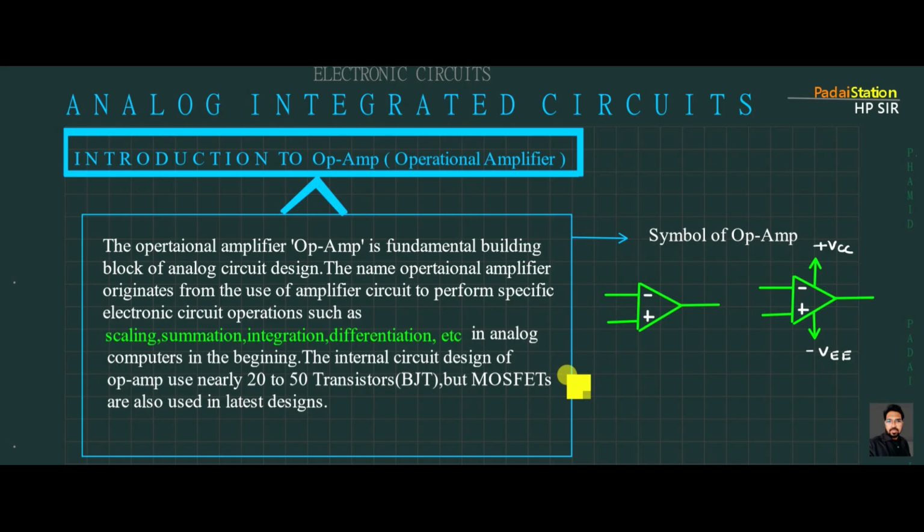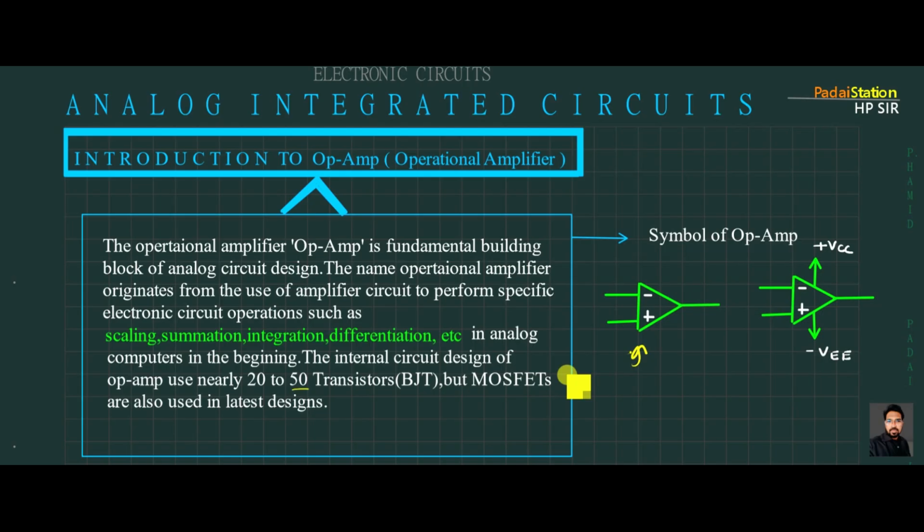It is a vast circuit, using 20 to 50 transistors. In the beginning, only bipolar junction transistors were used to build the internal circuit of the op-amp, but nowadays MOSFETs are used in the latest designs and advanced applications. Okay, so let us understand the symbol.